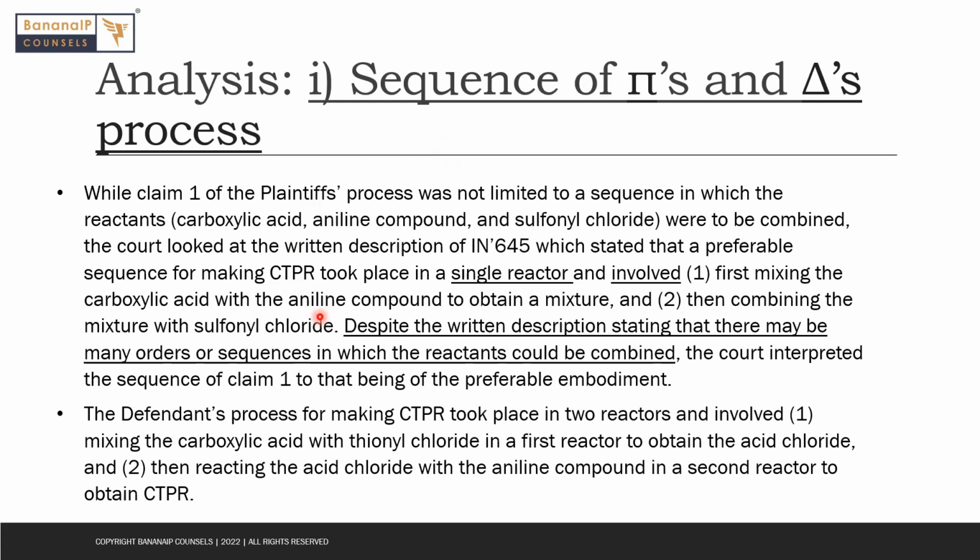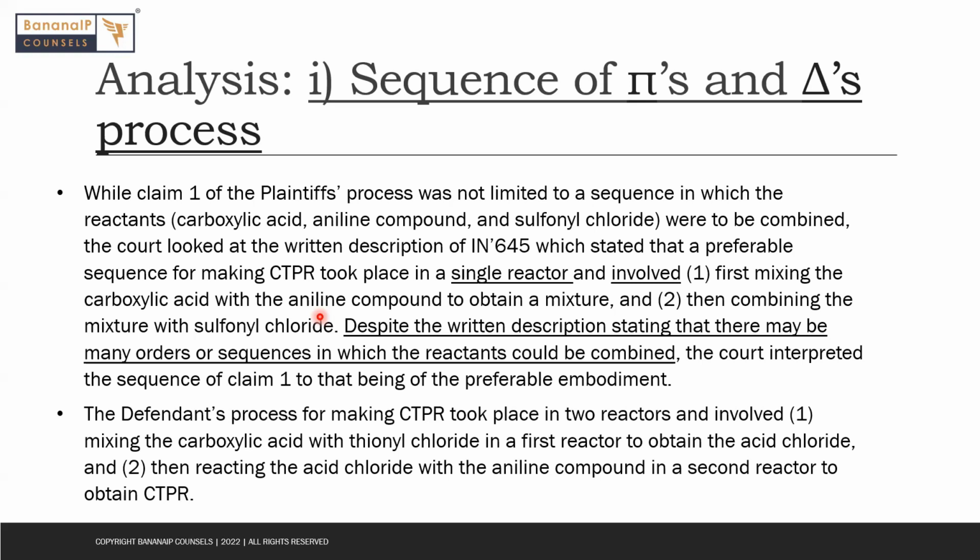Now, even though the written description for the plaintiff's patent did not limit itself to just the preferable embodiment, the written description had stated that there were several orders in which this combination could occur. And even in the claim of the plaintiff's process, it simply said combining this first reactant, second reactant, and third reactant to obtain CTPR. It did not limit itself to a certain sequence. But yet, the court, when interpreting Claim 1, had narrowly interpreted it to that of the preferable embodiment.